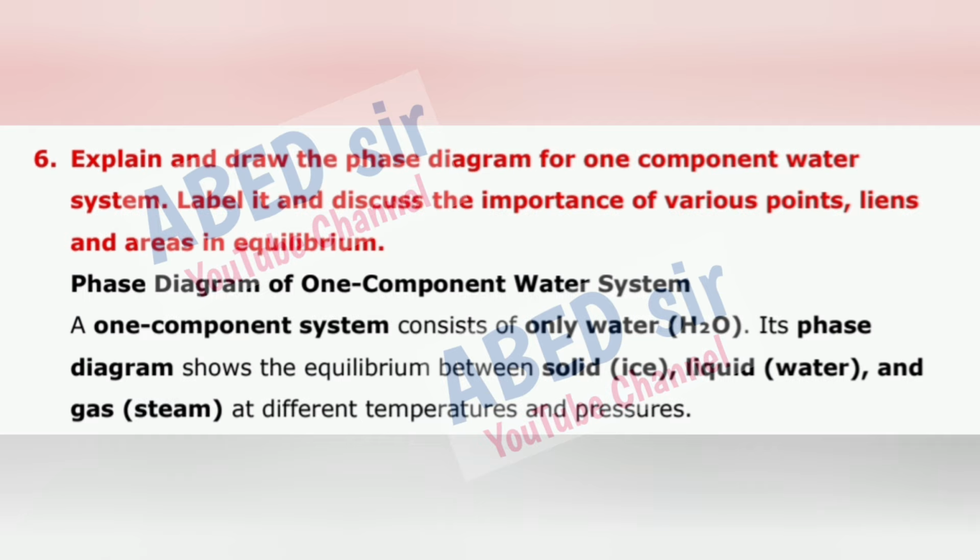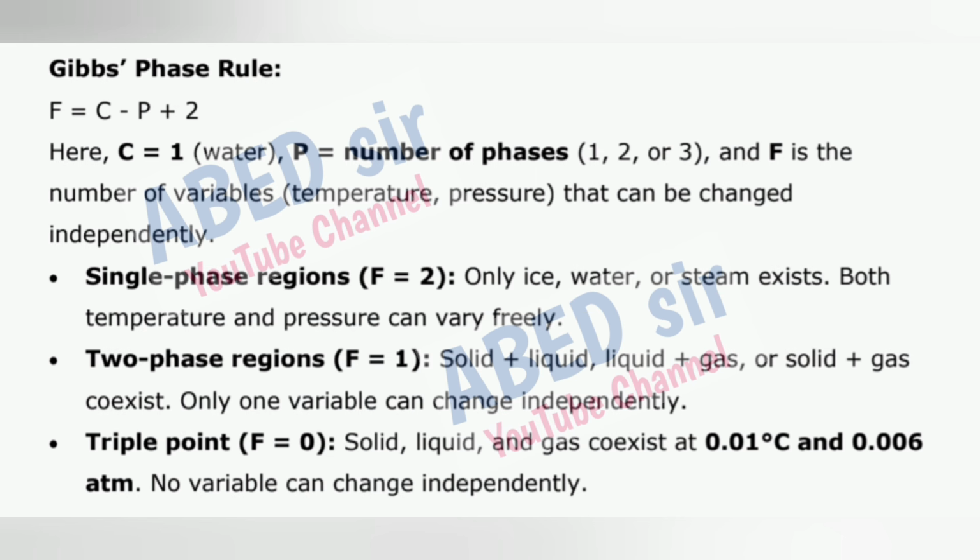Phase diagram of one component water system. A one-component system consists of only water, H2O. Its phase diagram shows the equilibrium between solid, ice, liquid, water, and gas, steam, at different temperatures and pressures. Gibbs phase rule: F = C − P + 2. Here, C = 1, water, P is the number of phases, 1, 2, or 3, and F is the number of variables, temperature, pressure, that can be changed independently.